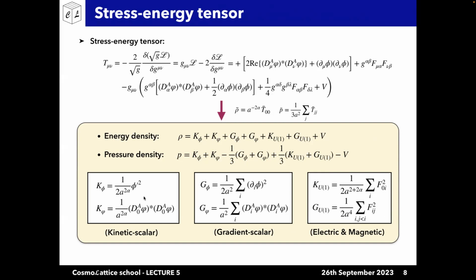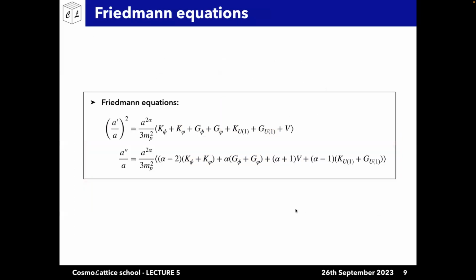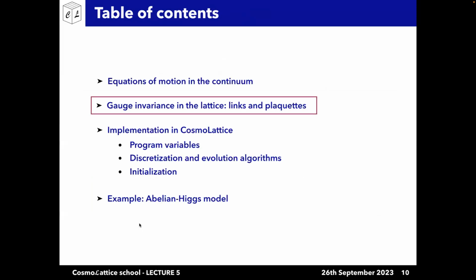Okay? You have here all the definitions, and the pressure is the same as before for the scalar field, and includes also, sorry, kinetic minus 1/3 gradient minus potential for the scalar sector, but also includes a plus 1/3 electric plus magnetic energy. Right? So we have seven different energy components. And then, of course, we can just plug the energy density and the pressure in the Friedmann equations and use these equations to solve self-consistently for the expansion of the universe.